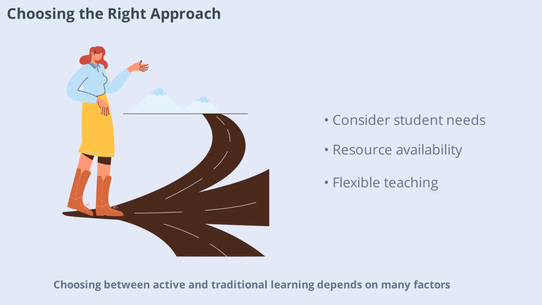Choosing between active and traditional learning depends on many factors, including subject matter, student needs, available resources, and cultural context. Teachers and schools should consider these factors when designing lessons and curricula. Flexibility and a willingness to adapt are essential for meeting the diverse needs of today's learners.